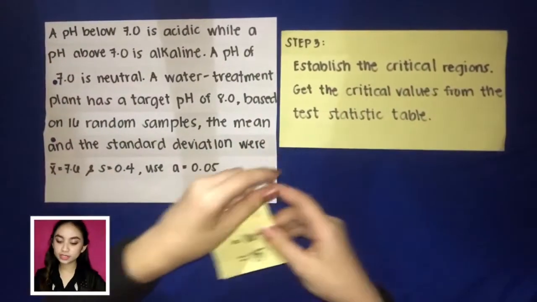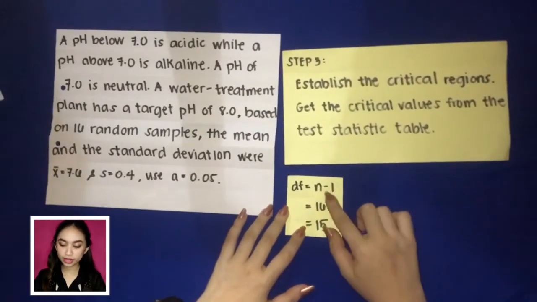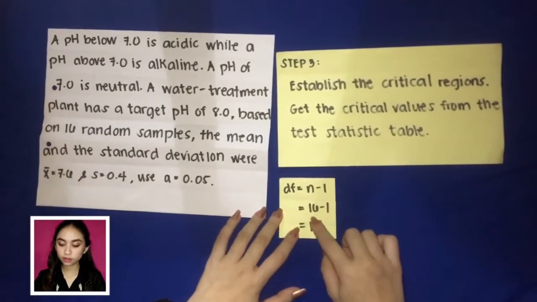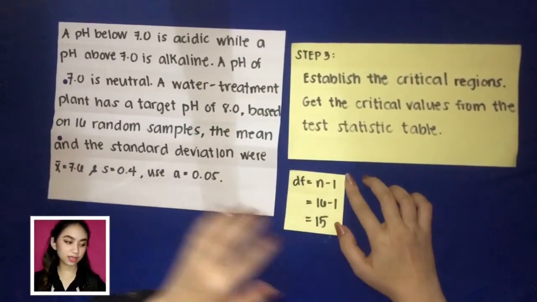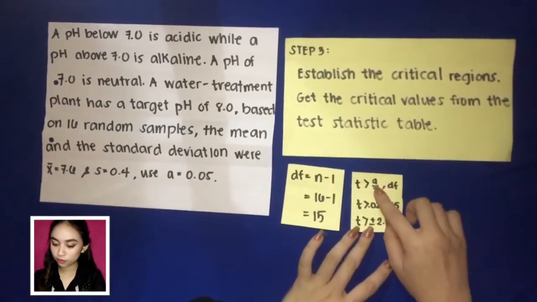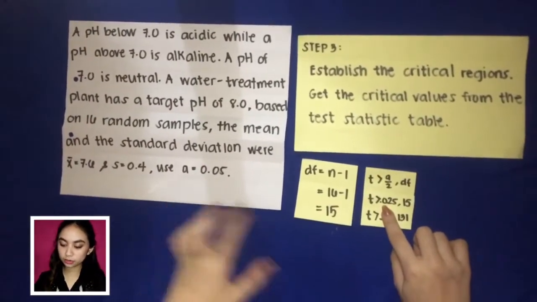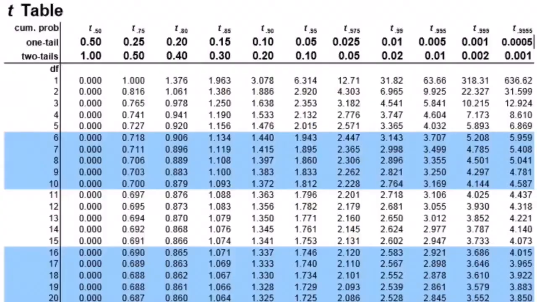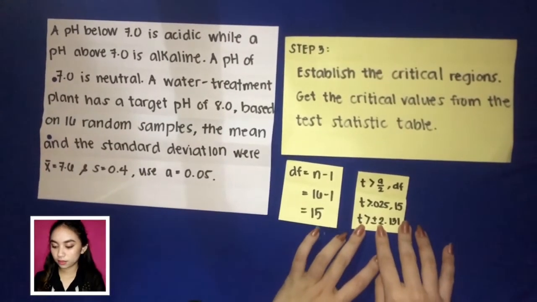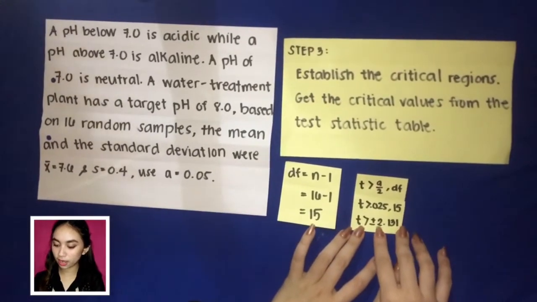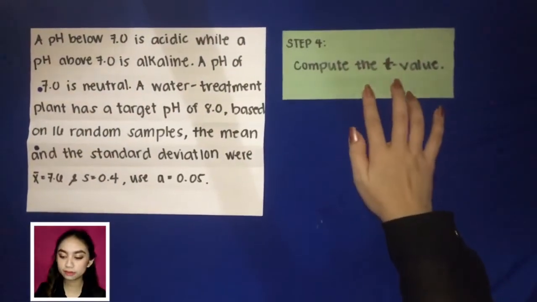Step 3. We will first find the DF. To find the degrees of freedom, we get the difference of the sample size and 1. So our sample is 16 minus 1, which will be 15. And we will base this on the T table. So our A is 0.05 divided by 2, which will be 0.025. Our DF is 15. Based on the T table, we will find that this will be located at positive and negative 2.131.